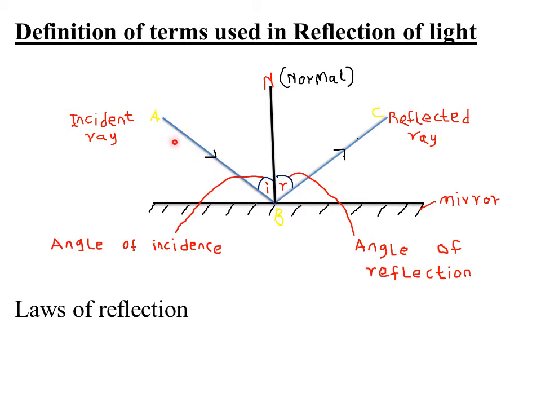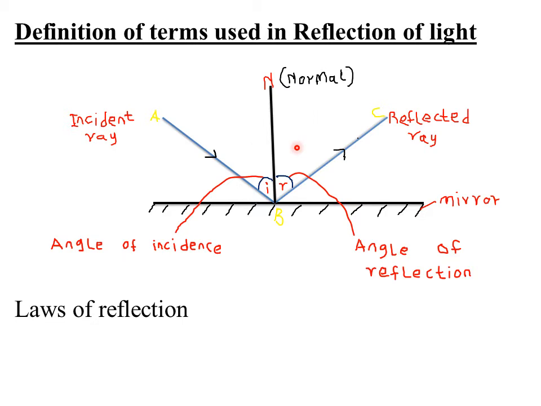Because the incident ray is on the upper side of the mirror, the normal is on the upper side of the mirror, and the reflected ray is on the upper side of the mirror, it means they lie on the same plane. They are on the same side of the reflecting surface.